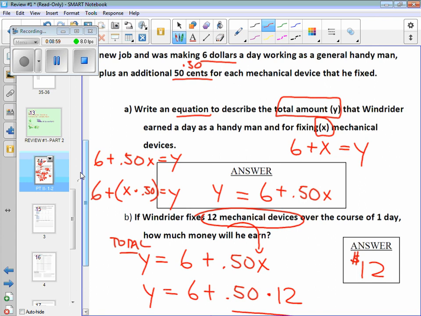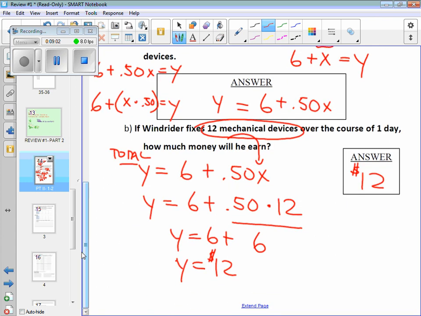Wait, can you scroll down? Yeah. I'll look at it after. But this is the equation or the variations that we showed. This is the equation that will work for that word problem.